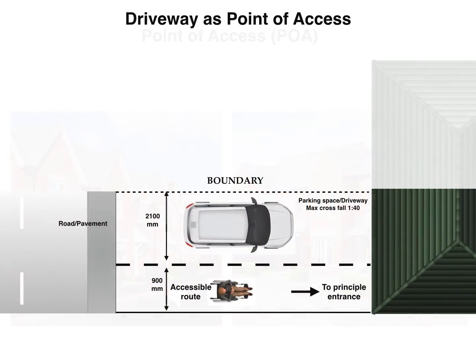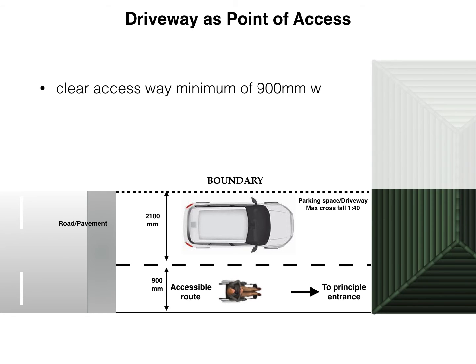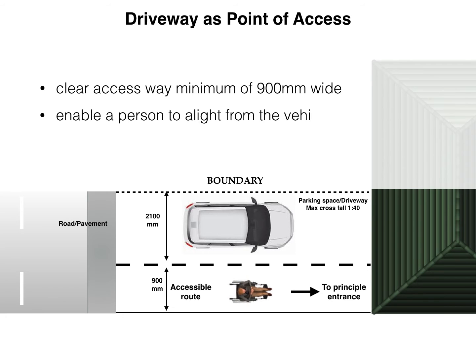When it's a driveway that provides the means of approach to a dwelling, you need to ensure that you leave a clear access way with a minimum of 900 mm wide. This enables the person to alight from their vehicle and to approach the principal entrance.